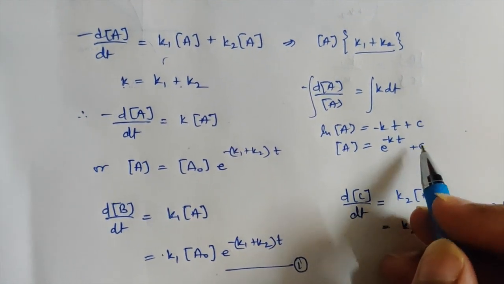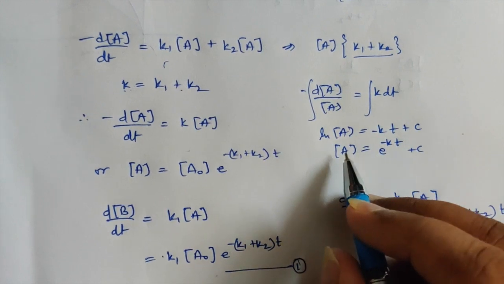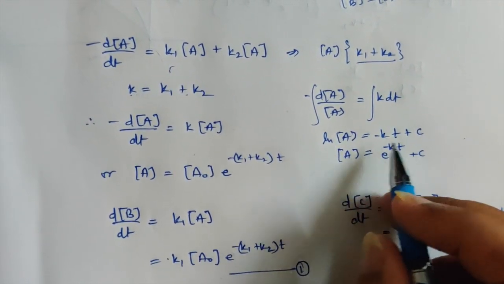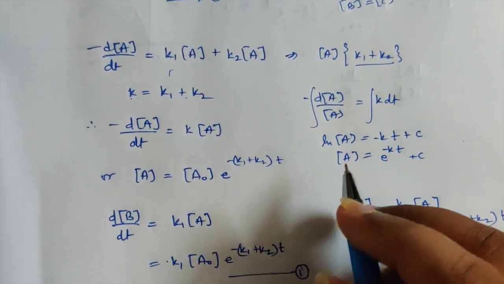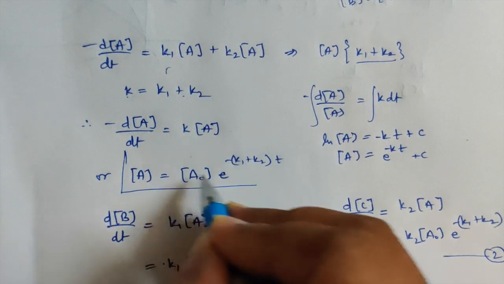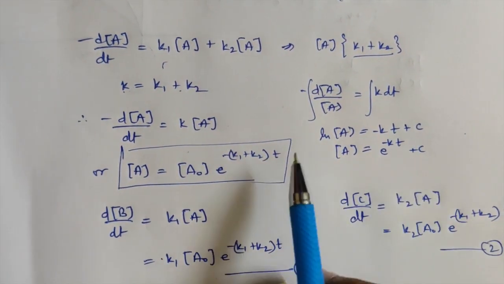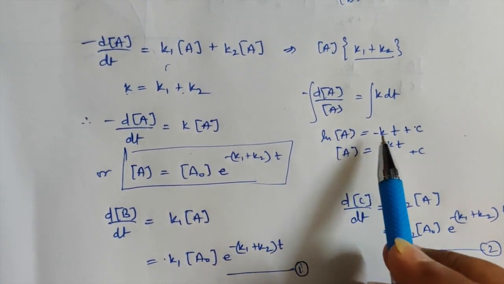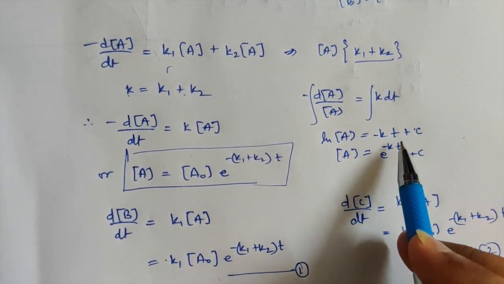Now if you put in the initial values, that means at t equals 0, A equals A naught, you will get C equals ln A naught. When you put that in and solve, you will get this equation. So this is what you get when you integrate and put the value of C in this particular equation: ln A equals this, so A by A naught will be equal to e to the power minus kt.